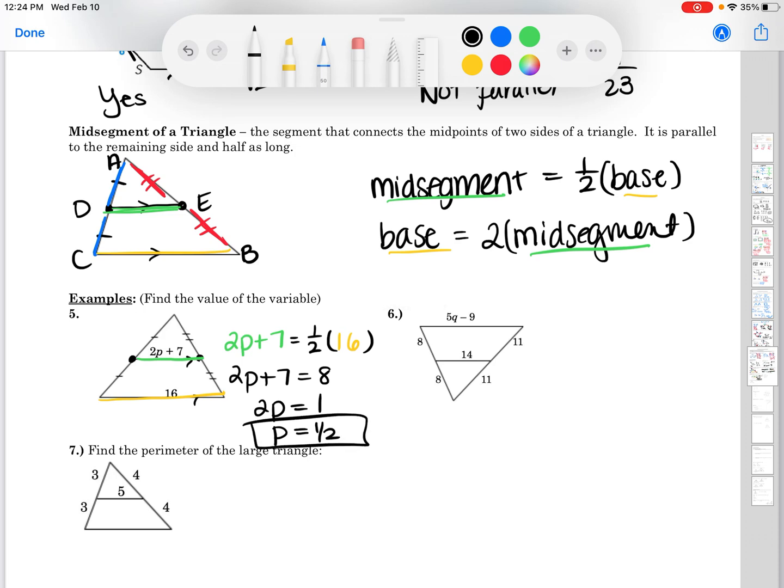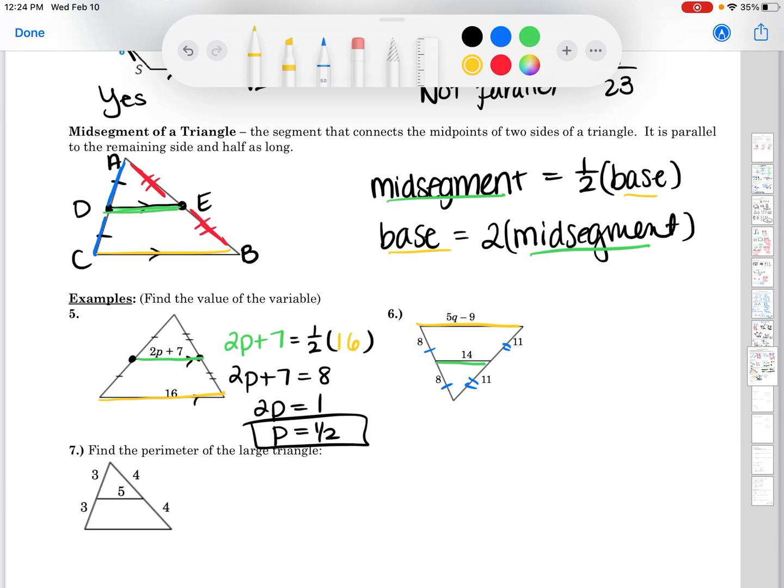I don't see the tick marks, but I do see 8 and 8, which means those are the same, and I see 11 and 11, which means those are the same. So I have my mid-segment, and I have my base. Again, I could use the same formula, or I could switch it up and use the other version of it. It's the same thing. My mid-segment is 14, and my base is 5q minus 9.